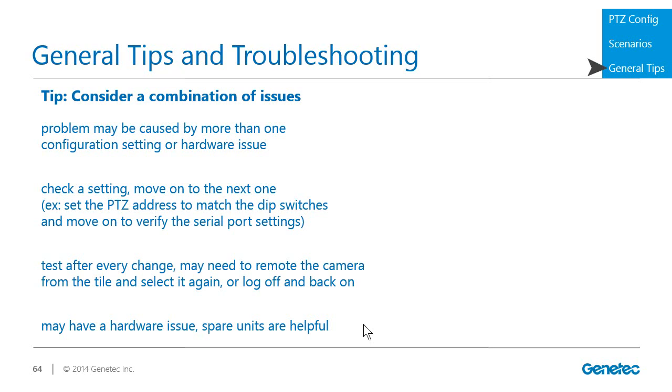So if you go in and the address has been verified with the dip switch settings on the unit and you've changed it to the correct one, but the unit is still not moving, continue on and check the other settings, and you'll eventually hit the serial port and you'll be able to configure the right baud rate, and that should be able to resolve the issue for you there.